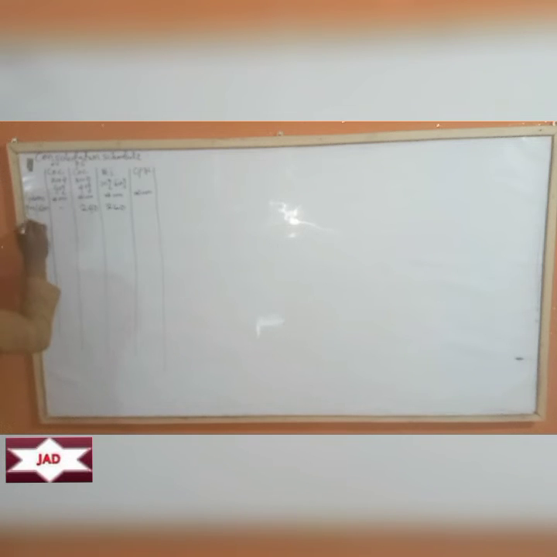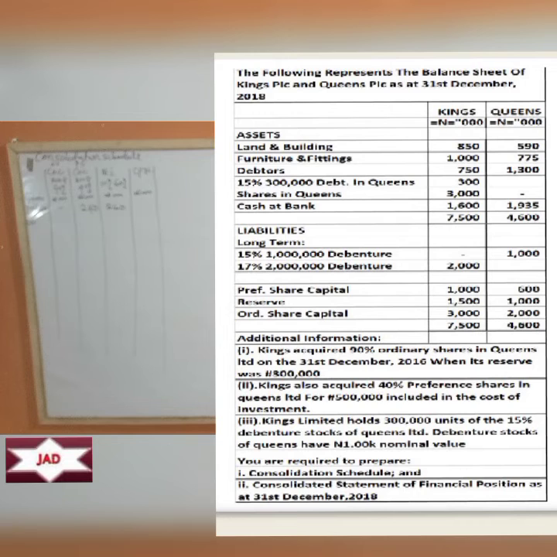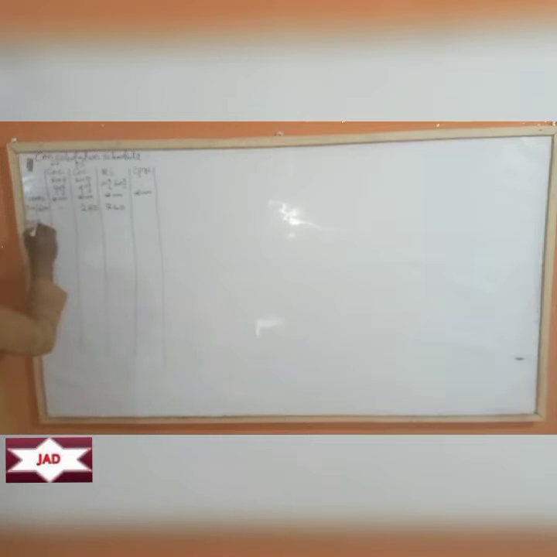Then we have the ordinary share. Here it is 2 million, so that's 2,000 here. Kings has 90%. What's 90% of 2,000? 1,800. So minority interest will be 200. Right? So what's the next one? Reserve.